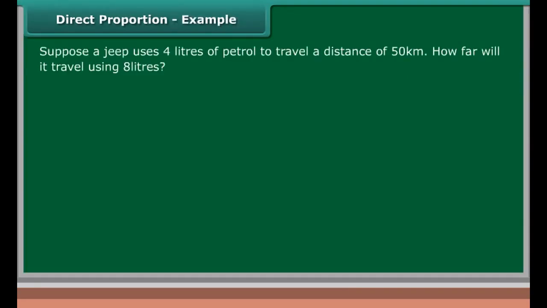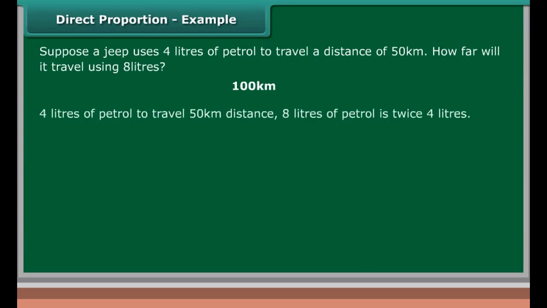Example. Suppose a jeep uses 4 liters of petrol to travel a distance of 50 kilometers. How far will it travel using 8 liters? The answer is 100 kilometers. We calculate the above answer in the following way. 4 liters of petrol to travel 50 kilometers distance. 8 liters of petrol is twice 4 liters. Therefore, 50 into 2 is equal to 100 kilometers.